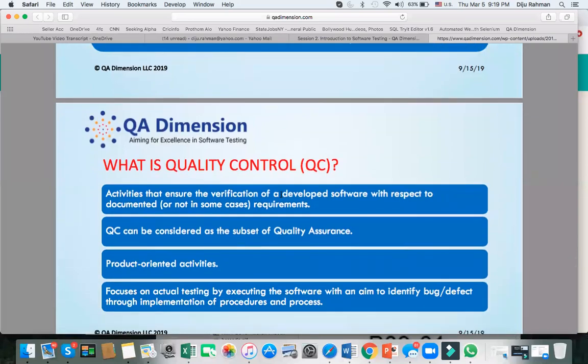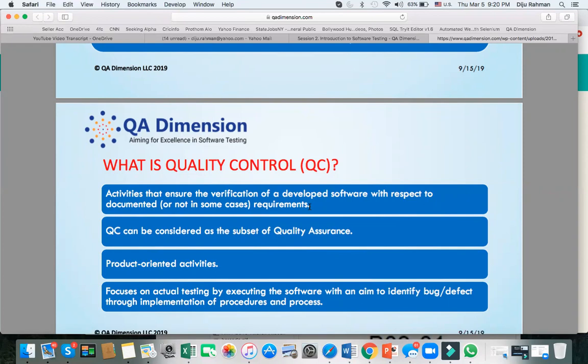Then quality control. So, activities that ensure verification of developed software with respect to what is documented in the requirement. This is a book definition. Another way of saying that: when you test something, you test based on a requirement. It can be a business requirement or a system requirement. Business requirements come from the business analyst, and system requirements come from the system analyst.